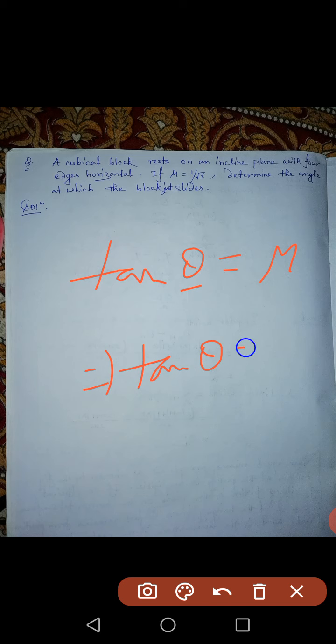So your question is to find the angle of repose, which is not directly mentioned. It is asked for the angle at which the block just slides, which means the angle of repose. We have the formula for angle of repose: tan theta is equal to mu. You are asked to find theta. Mu is given as 1 by root 3. So tan of what angle is 1 by root 3? Is it 30? Tan 30 is 1 by root 3. So theta will be equal to 30 degrees. Understood?